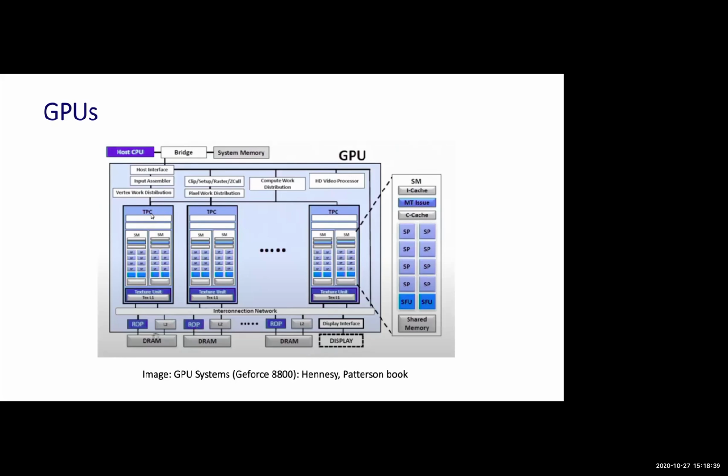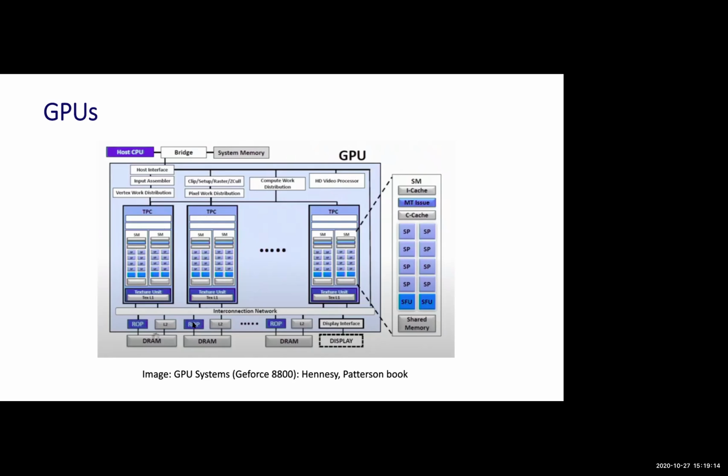We have TPCs, texture or thread processing clusters, and each has streaming multiprocessors, and in the streaming multiprocessor we have scalar processors. So this is the hierarchy. The upper blocks like host interface, input assembler, and clipper setup are mainly used for graphics. Graphics also needs the TPCs and all, but for general purpose we need only blocks like the TPCs.